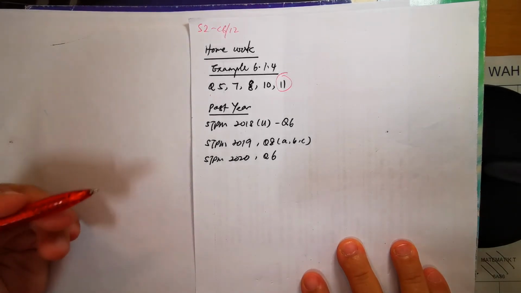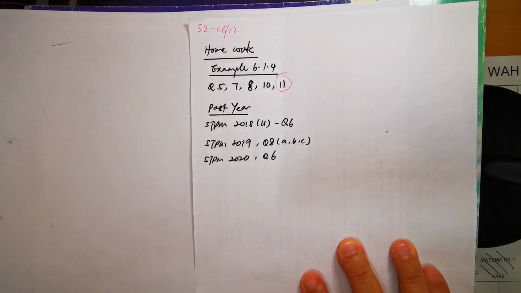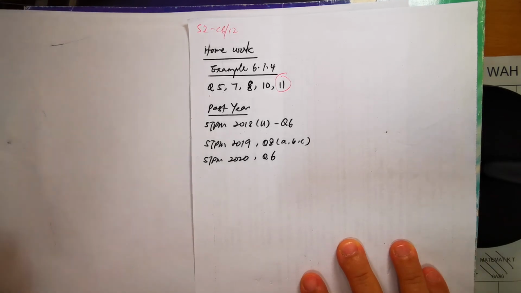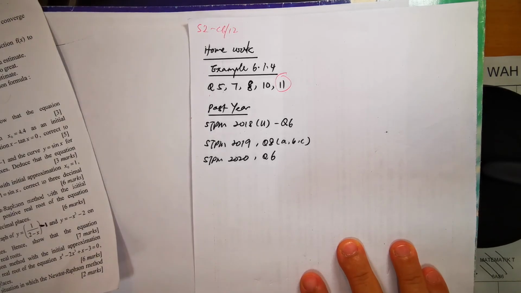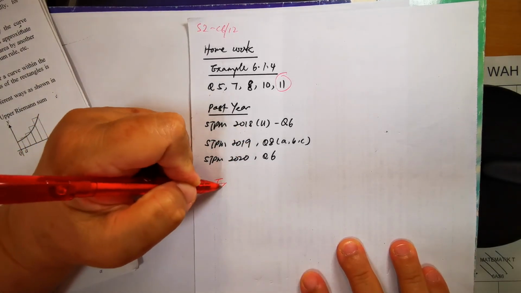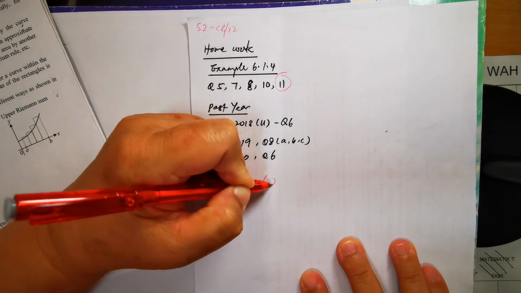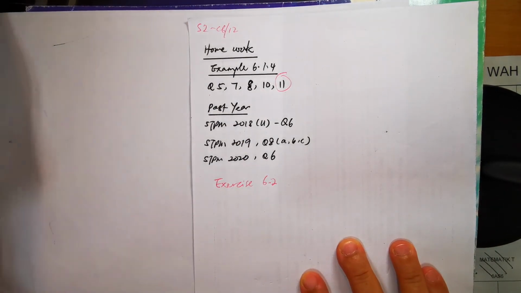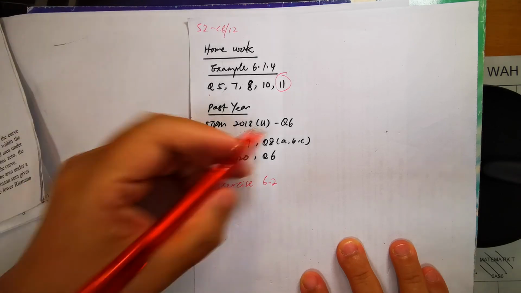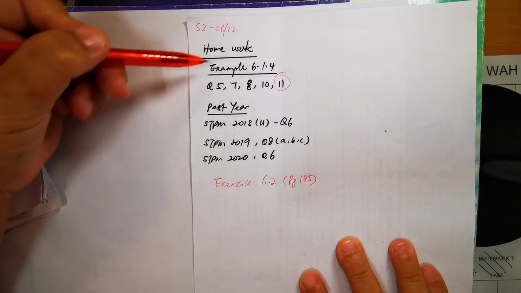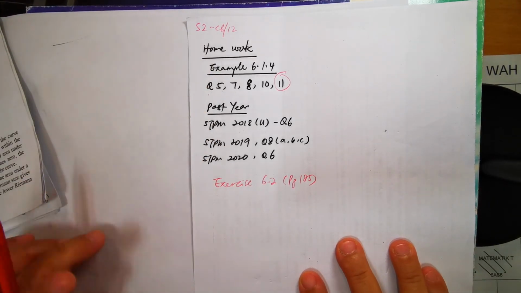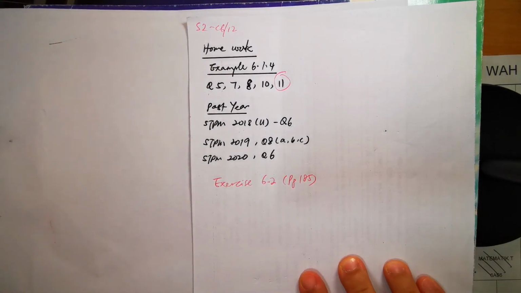So when you have extra time, okay, continue with your exercise. As I say, the exercise in your textbook, which is exercise 6.2 in your textbook, page 185. Okay, complete this one first. Then continue with the exercise in your textbook. Alright? Okay, thank you class.